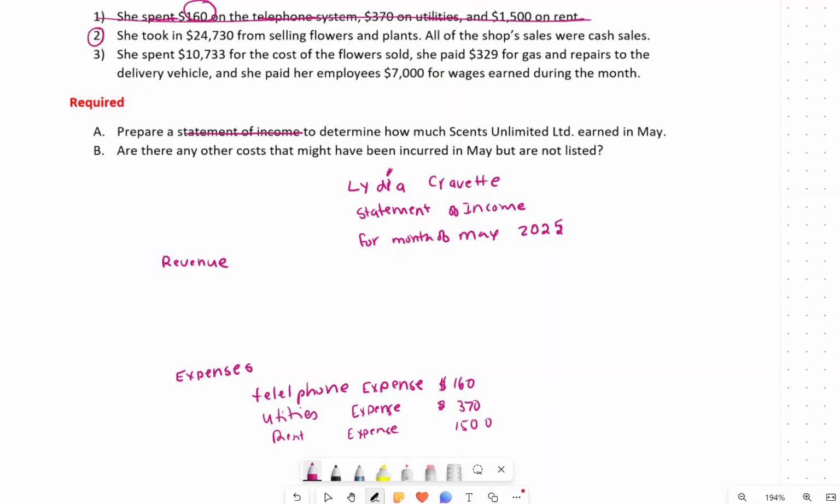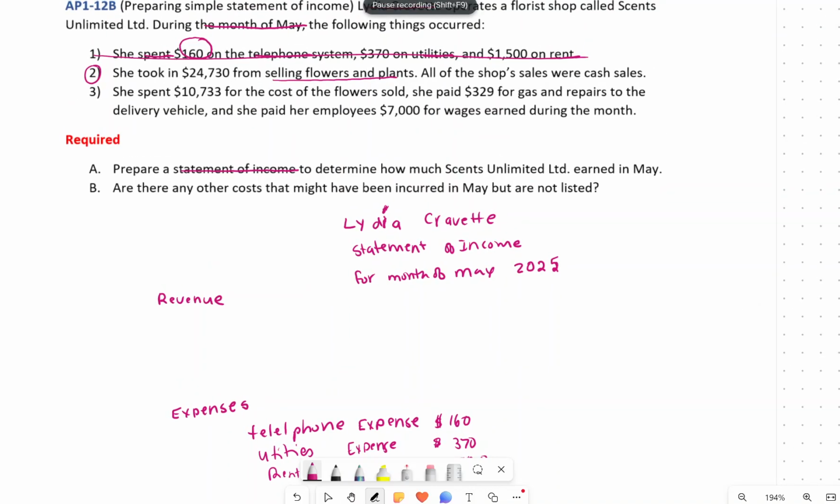The second one is she took in $24,730 from selling flowers and plants. All sales were cash sales. So that's her revenue. She is in the business of selling flowers and plants, so I will say the sales that she made was $24,730. So we dealt with number 2.